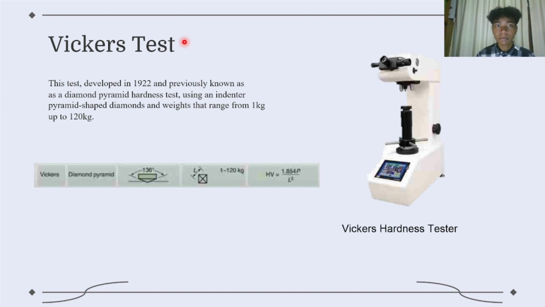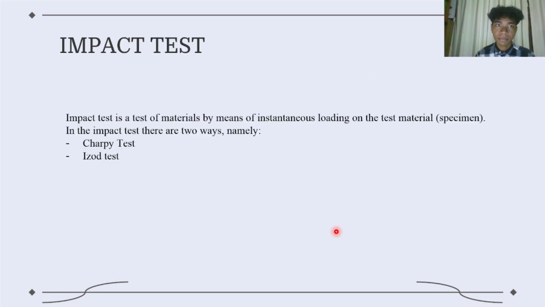This test is developed in 1922 and previously known as diamond pyramid hardness test, using an indenter pyramid shape diamonds and weight that range from 1 kilogram up to 120 kilogram. This is the degree 136 degree, and this is the weight 1 to 120 kilograms, and this is the machine Vickers hardness tester. And the third test or third point is the impact test.